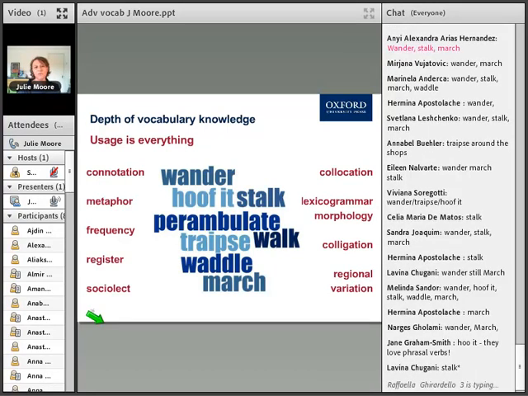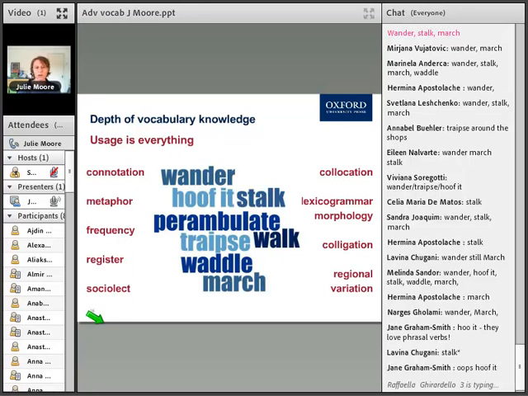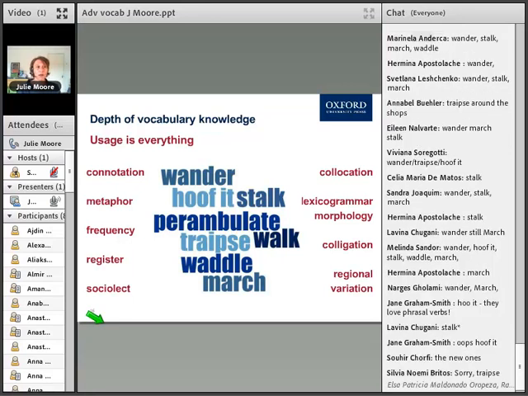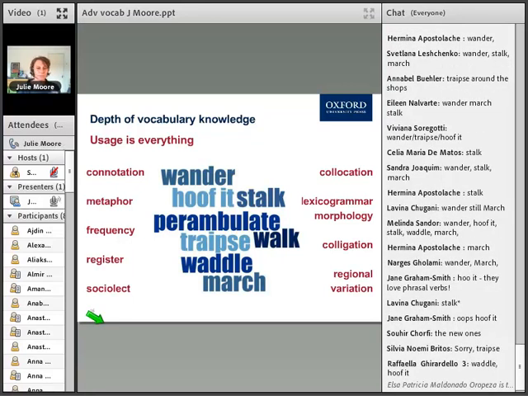I wonder how many of these words would you teach your students for production? Perhaps you could type in the chat box, which words here do you think, apart from walk, which is obvious, which words would you teach your students to use rather than just to recognize?